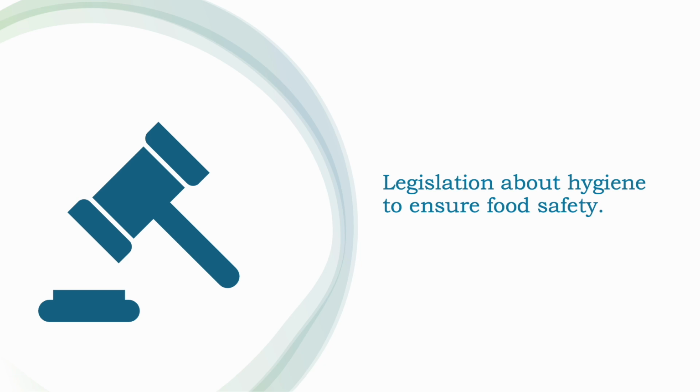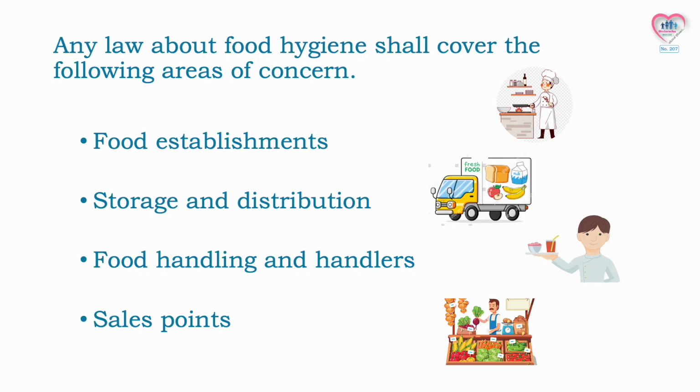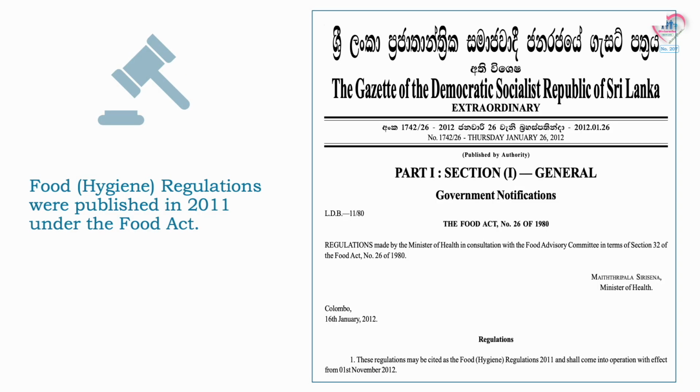Finally, we will look at the legislation about hygiene to ensure food safety. Any law about food hygiene shall cover the following areas of concern. That's, the hygiene of food establishments, storage and distribution, food handling and handlers and sales points. This particular regulation, known as the Food Hygiene Regulations, was published in 2011 under Sri Lanka's Food Act. This addresses every facet of food hygiene to ensure food safety.